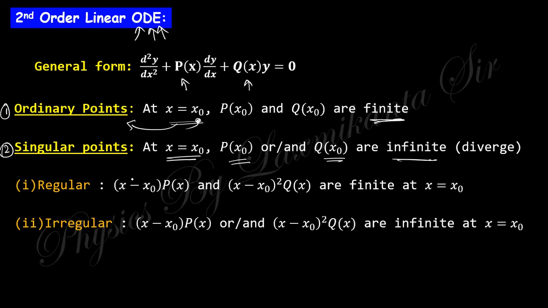Regular singular point means if we multiply by x minus x naught, which is actually diverging, x minus x naught into p(x) and x minus x naught whole square into q(x) are finite at that point. If these two are finite, while the original ones are infinite, this condition will be satisfied first, then the next condition is satisfied. If these two conditions are satisfied, then this is called a regular singular point. If these are infinite at that point, then it is an irregular singular point.